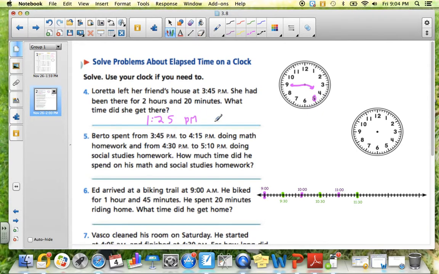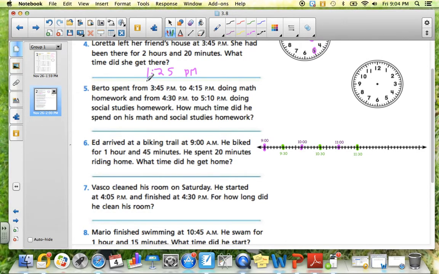p.m. Okay? Number 5, Berto spent from 3:45 p.m. to 4:15 p.m. doing math homework and from 4:30 p.m. to 5:10 p.m. doing social studies homework. How much time did he spend on his math and social studies homework? Okay, so what I'm going to do is use this clock over here to help us, okay?